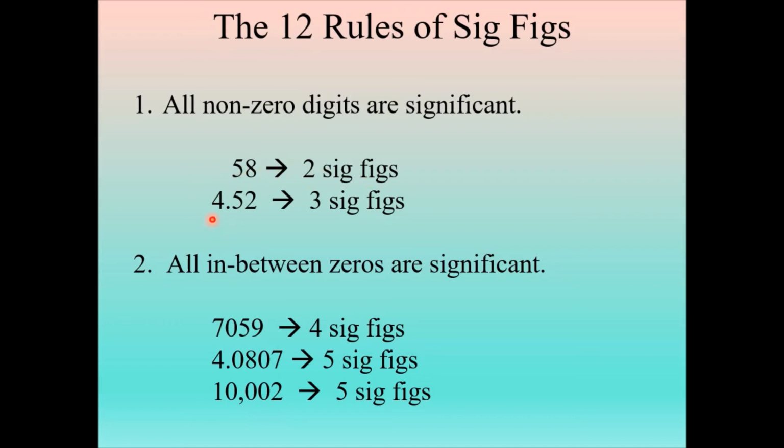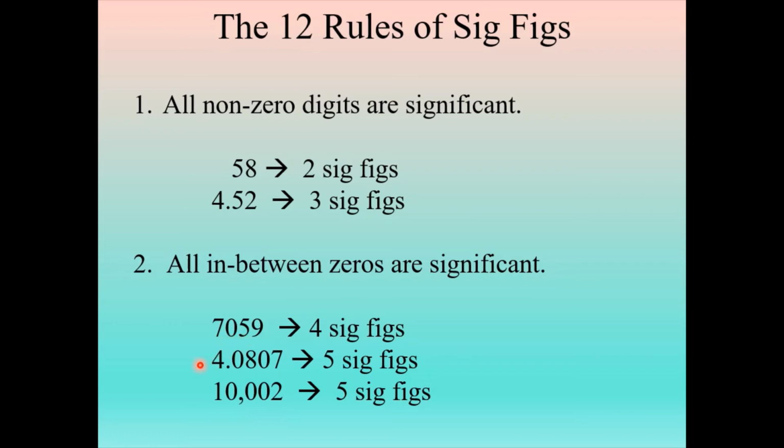figures. The number 4.52, again, there aren't any zeros here, so all three of these digits are significant, so we have 3 sig figs. Rule number 2 is that all in-between zeros are also significant. So remember, an in-between zero is the number 0 in between two non-zero numbers. So the number 7,059 has 4 sig figs because this 0 here is significant.